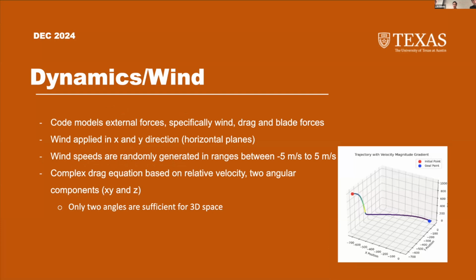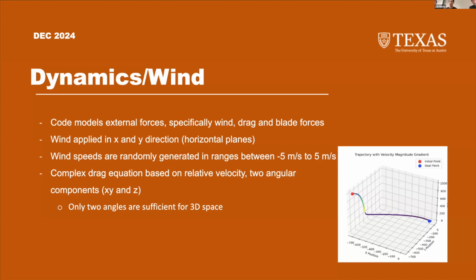So onto our dynamics. Our code models external forces, specifically the wind, drag, and the forces acting on the blade. In our environment, the winds are applied in the X and Y direction, so the horizontal plane. And for every new environment, the wind speeds are randomly generated in ranges from -5 meters per second to +5 meters per second.